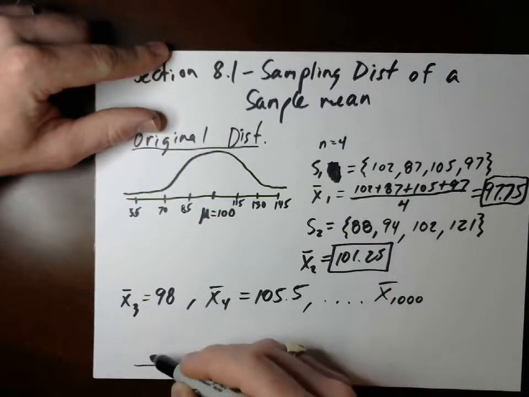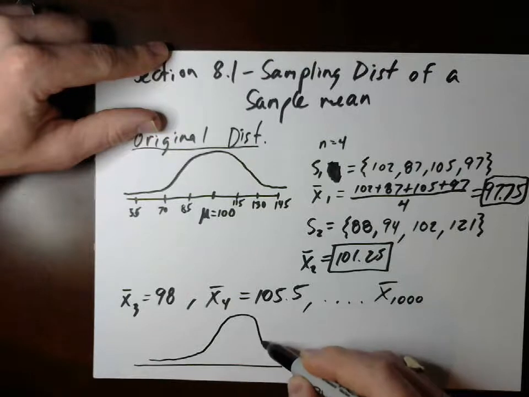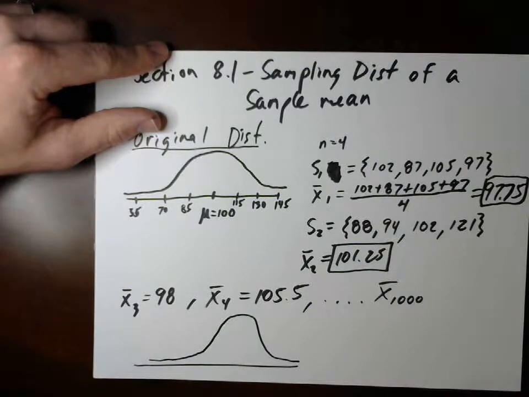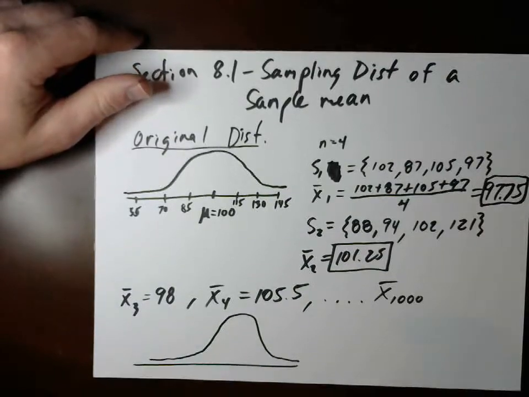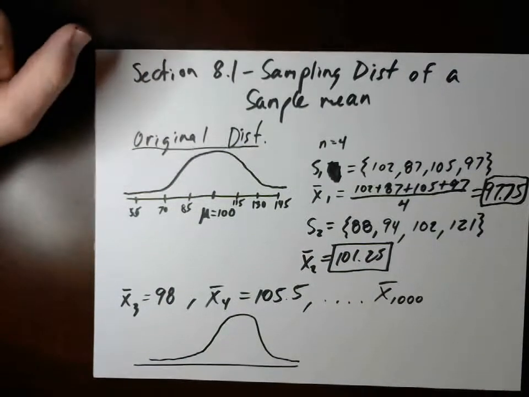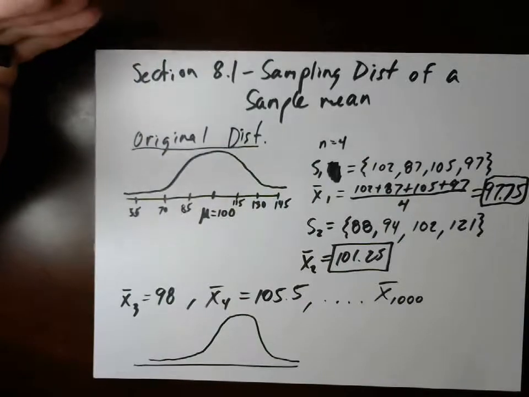And the reason I say it's slightly skinnier is because we only gathered a sample size of n equals 4. And now, hopefully, you're getting an idea of what a sampling distribution represents.